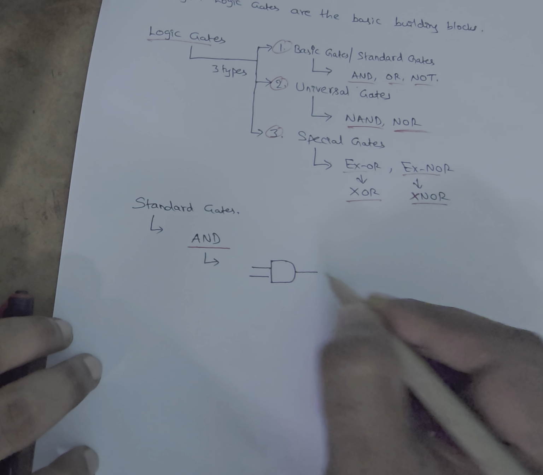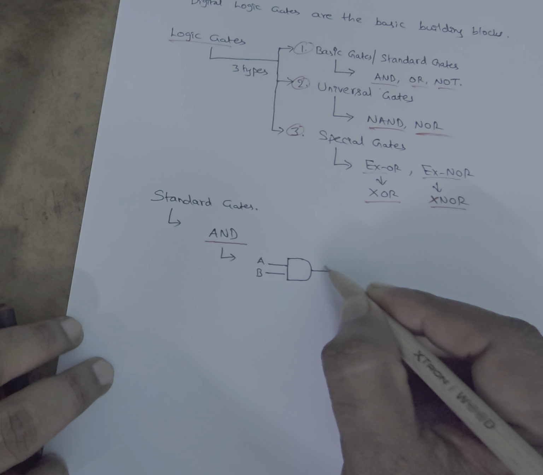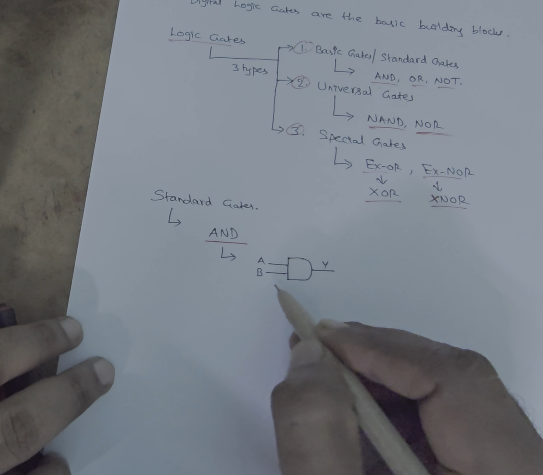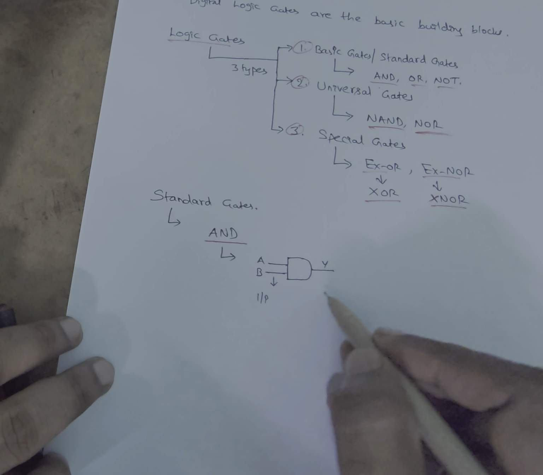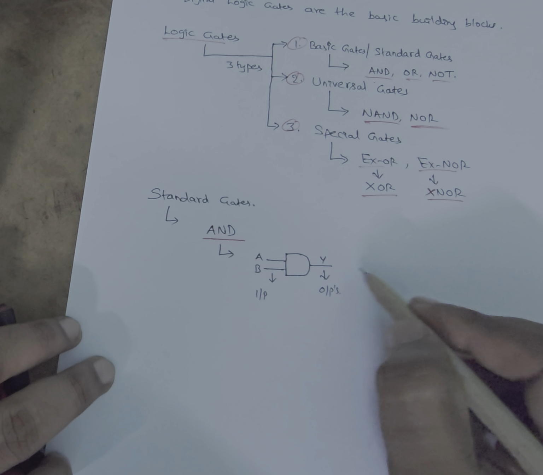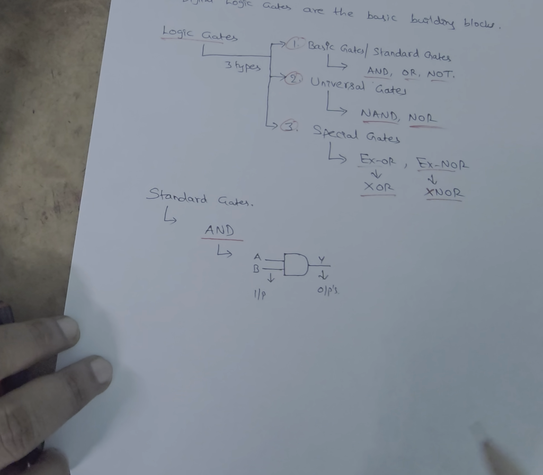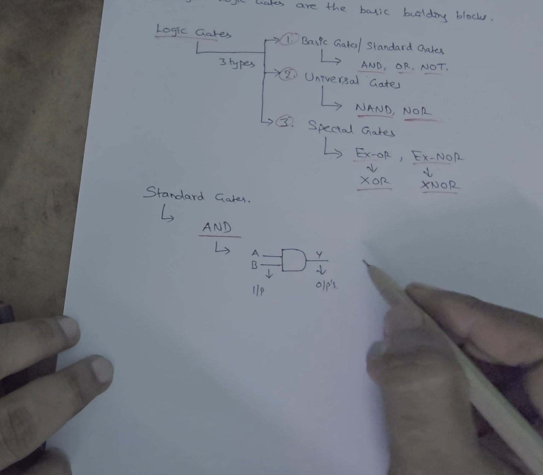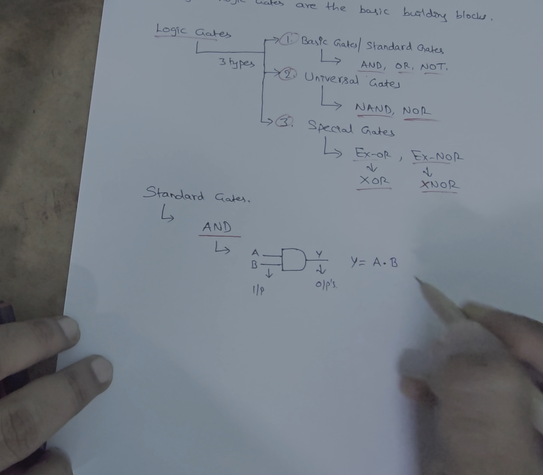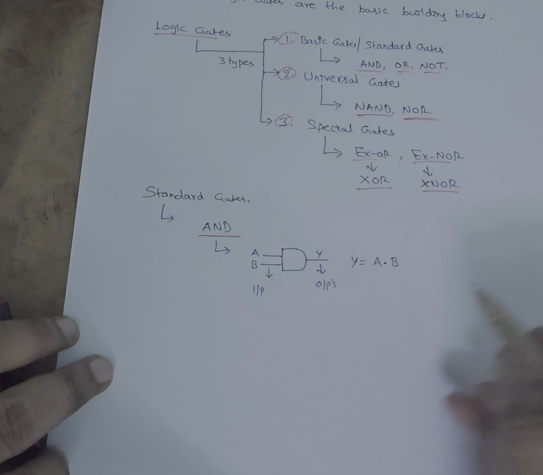So this is the symbol, and here A and B are the inputs and Y is the output. This side we represent inputs, and this side we represent outputs. Right. So this is the logic symbol of the AND gate. Coming to the function, the output is given by A into B. In this AND gate, it is always the product of A and B.